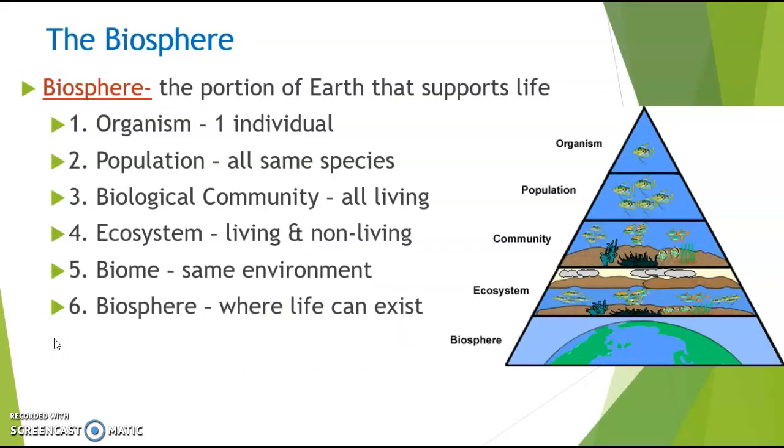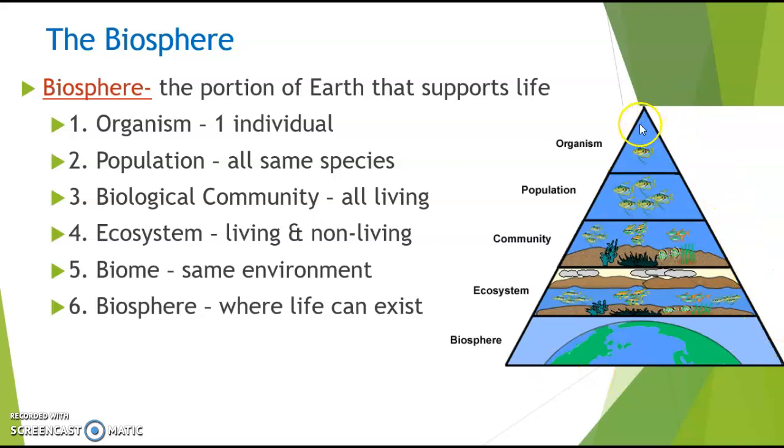So first we're going to look at something called the biosphere. So the biosphere is the part of the earth that supports life. So it's from the ground, the grass, the soil, all the way up to the troposphere, so the layer of earth where life can exist. We break that down into 6 different pieces. And you can look at the triangle or the pyramid over here as we go.